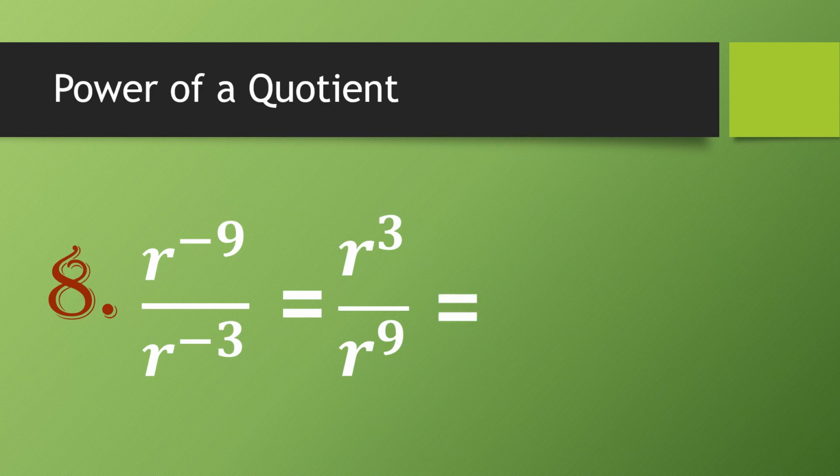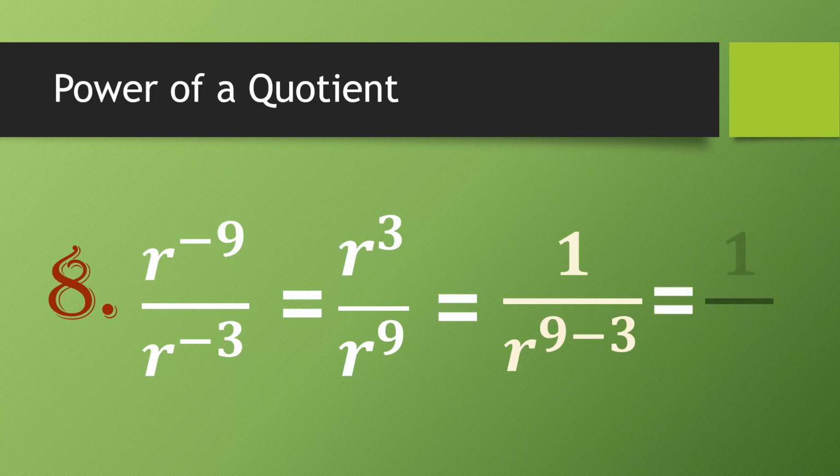Subtract the exponent. You have to bring the answer to the term with the higher exponent. And since 9 is higher than 3, we will bring our answer in the denominator. So that is 1 over r raised to the 6th power.